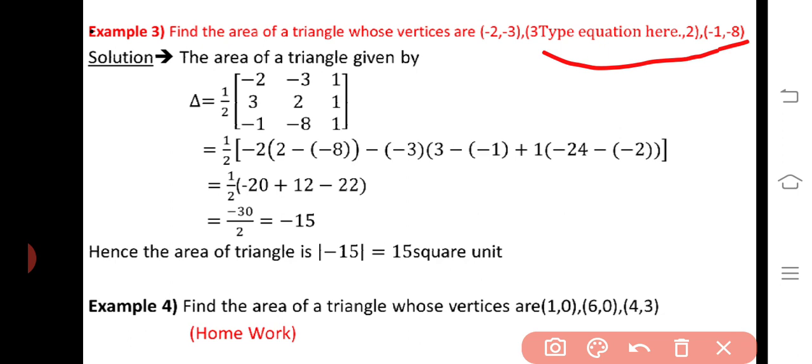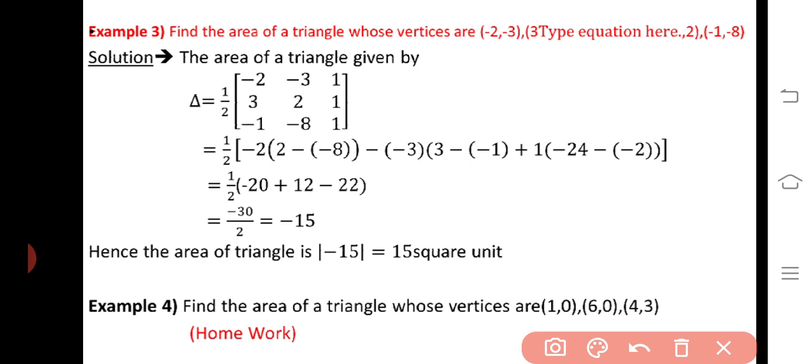The area of a triangle is given by, we know the formula: the determinant is equal to 1 by 2 x1 y1 1, x2 y2 1, x3 y3 1. Sorry students, I made a mistake here. Instead of determinant I used matrix. You make that correction. Then minus 2, minus 3, 1, 3, 2, 1, minus 1, minus 8, 1.